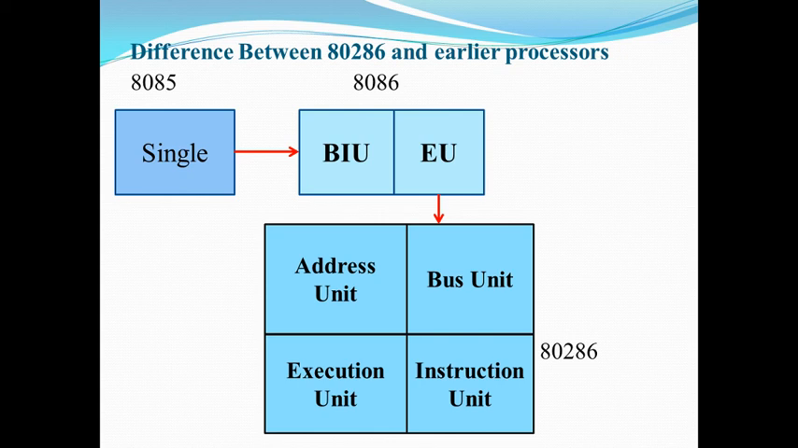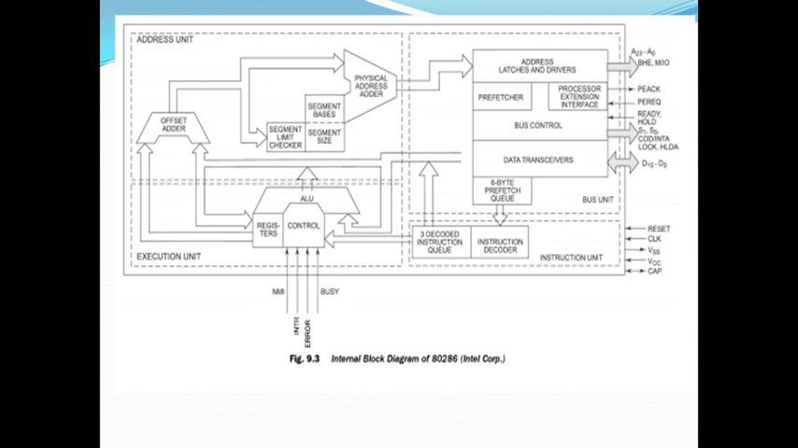The earlier processors were unable to perform pipelining, and prefetching was done by 8086, but only two-stage pipelining was done by 8086. But here 80286 was going for the three-stage pipeline. So let us see the complete architecture of 80286. So this is the complete architecture of 80286.